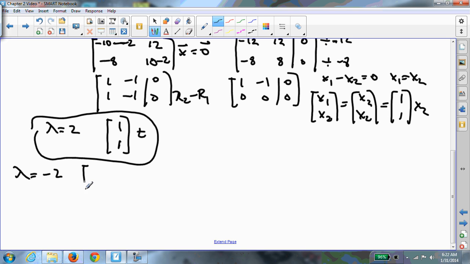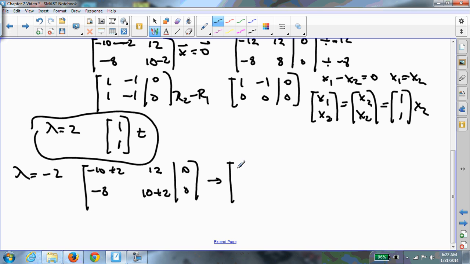If I do lambda equals negative 2, I'm going to have negative 10 minus negative 2, so that becomes plus 2, 12, negative 8, 10 minus negative 2, or 10 plus 2, augmented with 0, 0. So again, doing my row operations, this is going to be negative 8, 12, 0, negative 8, 12, 0. I'll do row 2 minus row 1, and I'll do row 1, let's see, divided by negative 8.